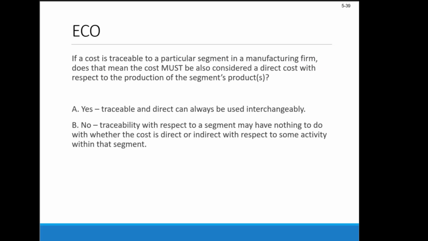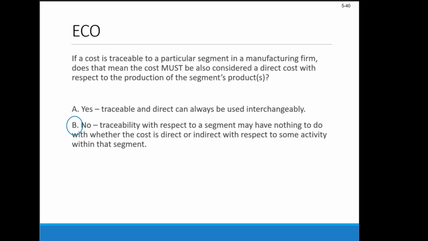So answer this one real quick if you would. If a cost is traceable to a particular segment in a manufacturing firm, does that mean the cost must be also considered a direct cost with respect to the production of that segment's product or products? Give this a pause and a thought and then come back for the answer. So the answer there is no.